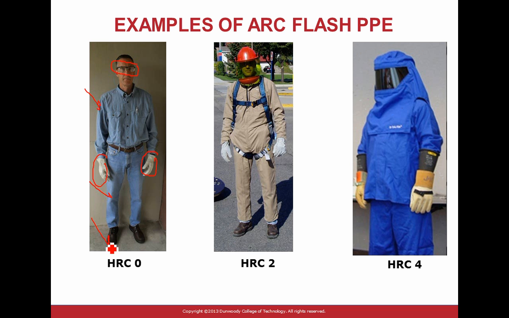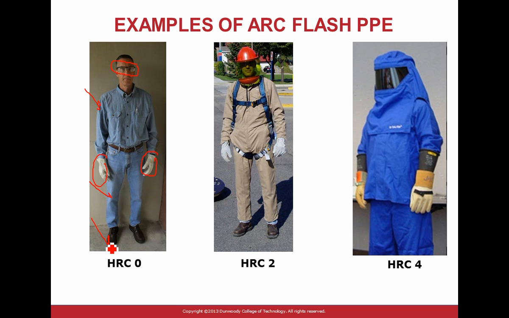So that's your category 0. That's typically what most of you are. If you're working with a 20 amp circuit, you are category 0. So typically, you protect your eyes, you protect your hands with gloves like this, and you have long sleeves, jeans, and a non-conductive shoe, and you're good to go.